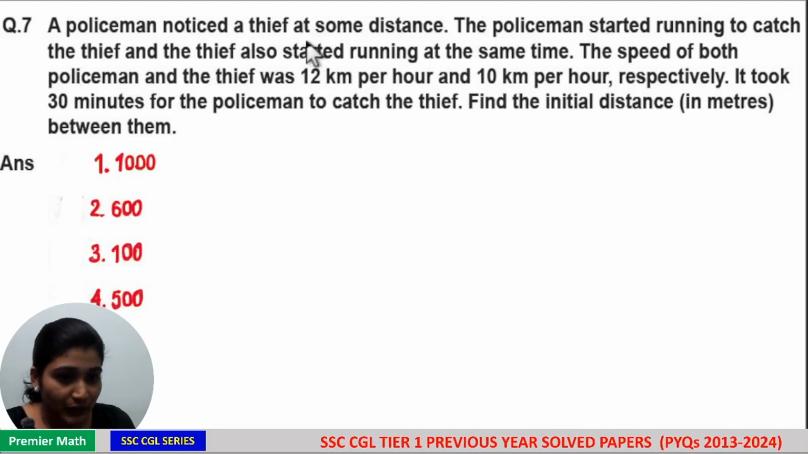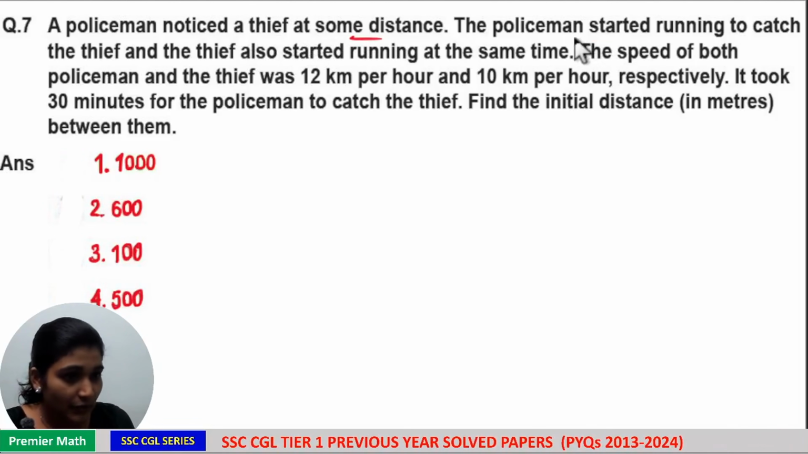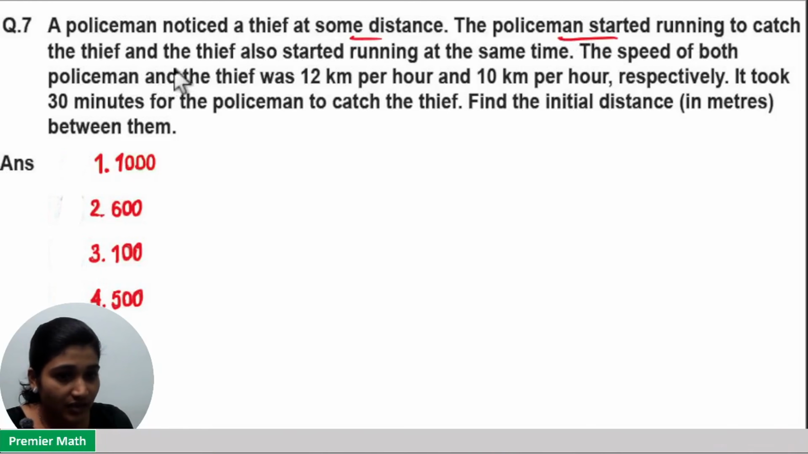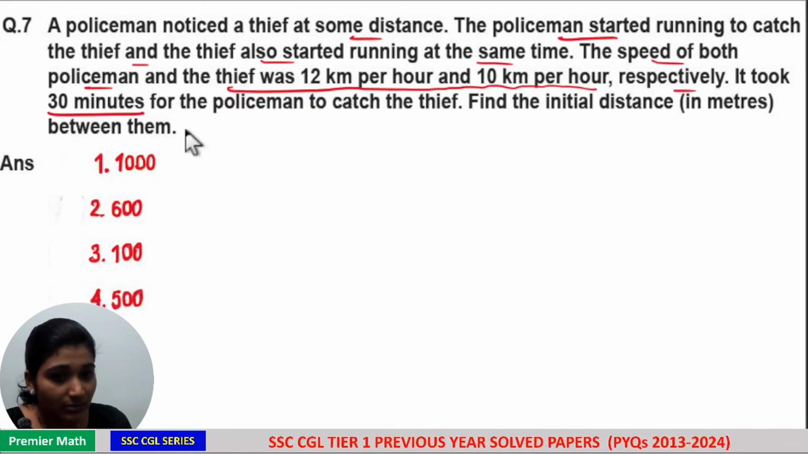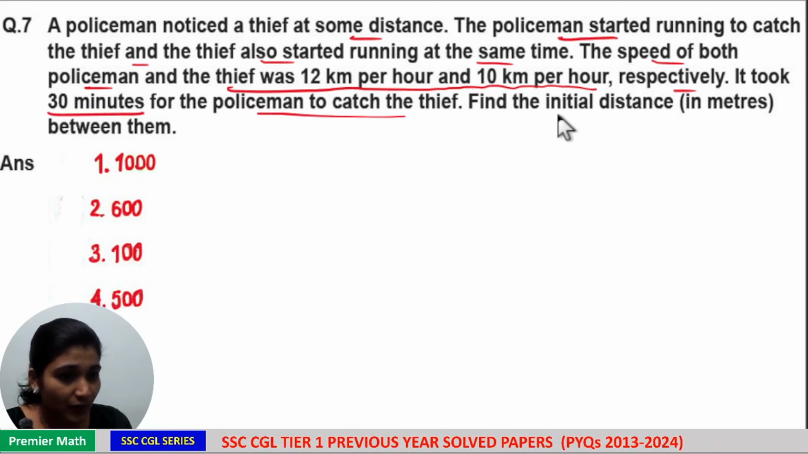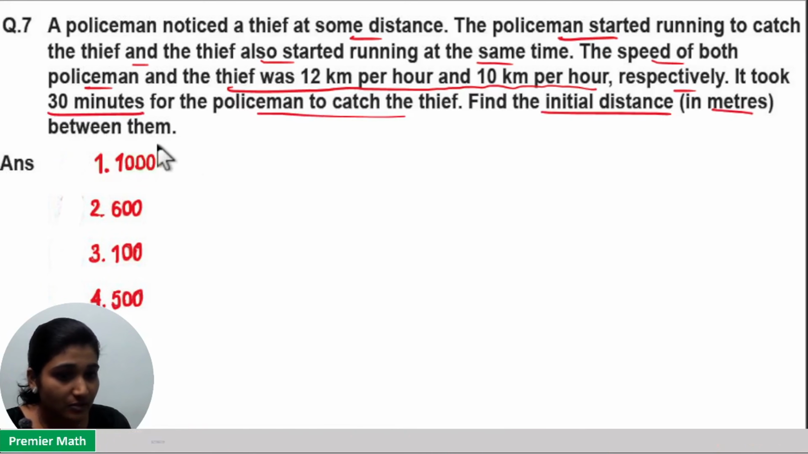A policeman noticed a thief at some distance. Policeman started running to catch thief and thief also started running at the same time. The speed of both policeman and thief was 12 km per hour and 10 km per hour respectively. It took 30 minutes for the policeman to catch the thief. Find the initial distance in meters between them.